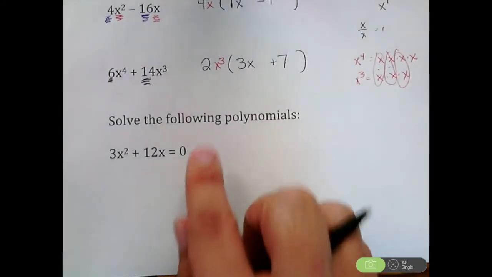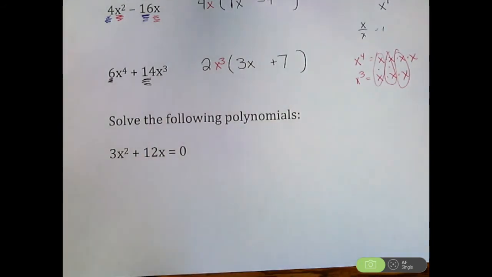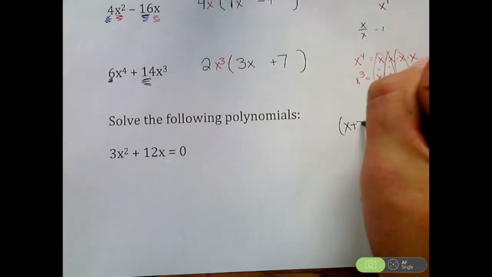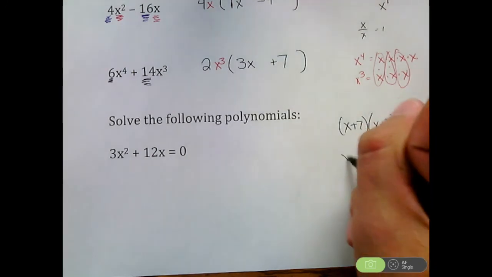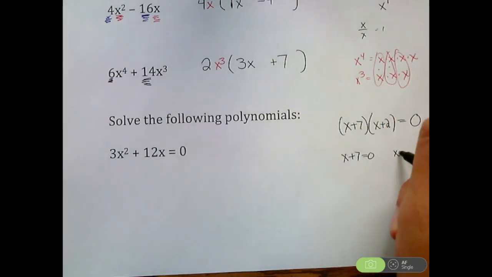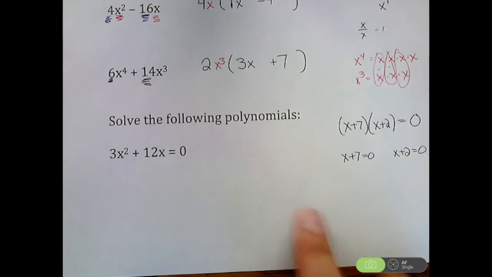So I'm going to apply this to something we've kind of done already. So we're going to solve the following polynomial. We're going to solve this, and the way we're going to solve this is by factoring. So in a previous lesson, we knew how to solve when we had something like x plus 7 times x plus 2 equals 0, because we took each piece, set it equal to 0, and solved. So we're going to do the same thing here, but we've got to factor first.